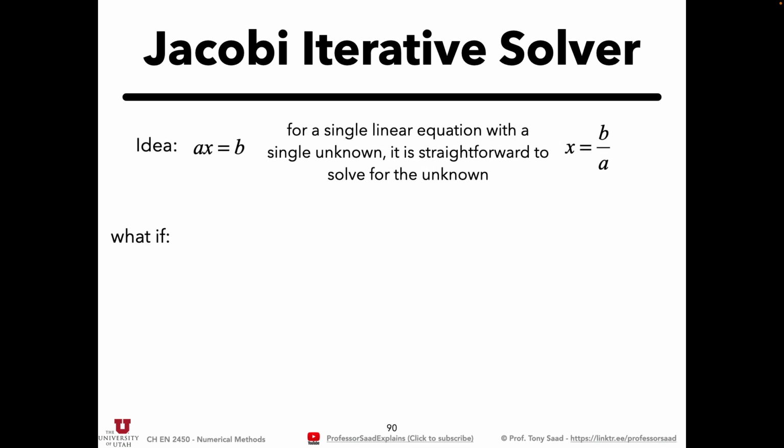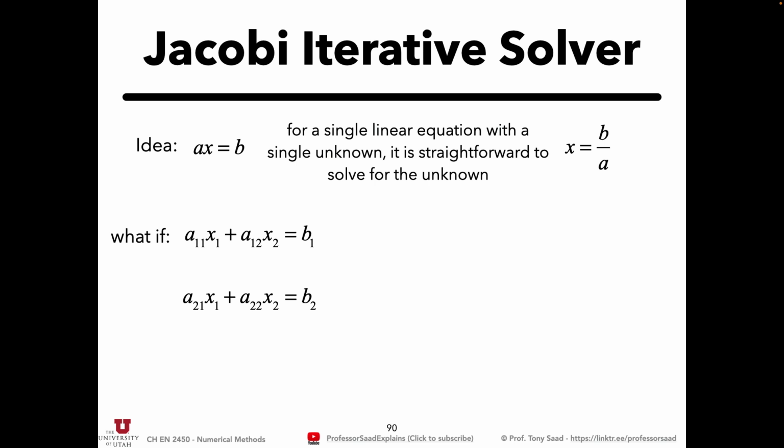Now what if you have two equations and two unknowns? I'm presenting them here as a11 x1 plus a12 x2 equals b1, a21 x1 plus a22 x2 equals b2. So now you have two equations, and I know you can do it by hand, but I'm not wanting to do it for two equations. I want to do it for a million equations. But I'm using the two equations as an example of how we can develop the idea of iteration.